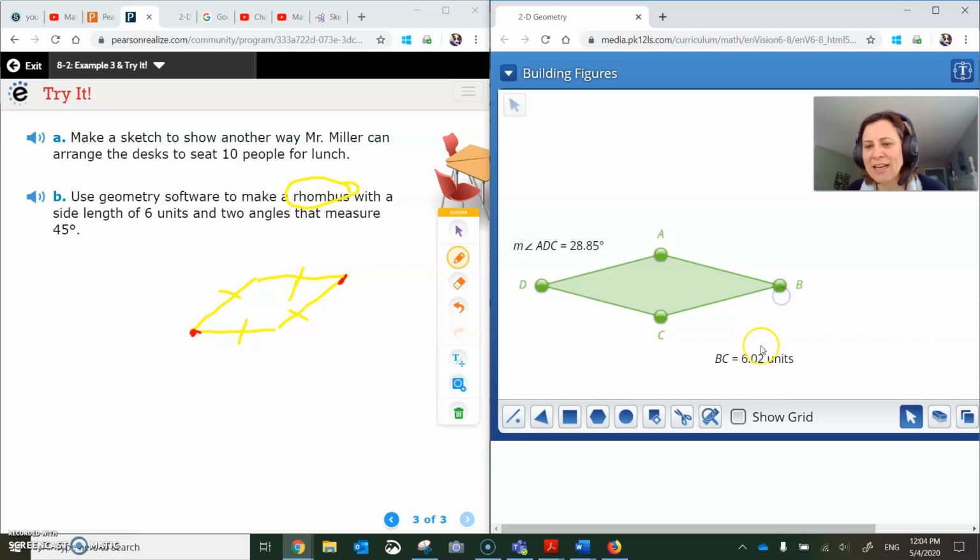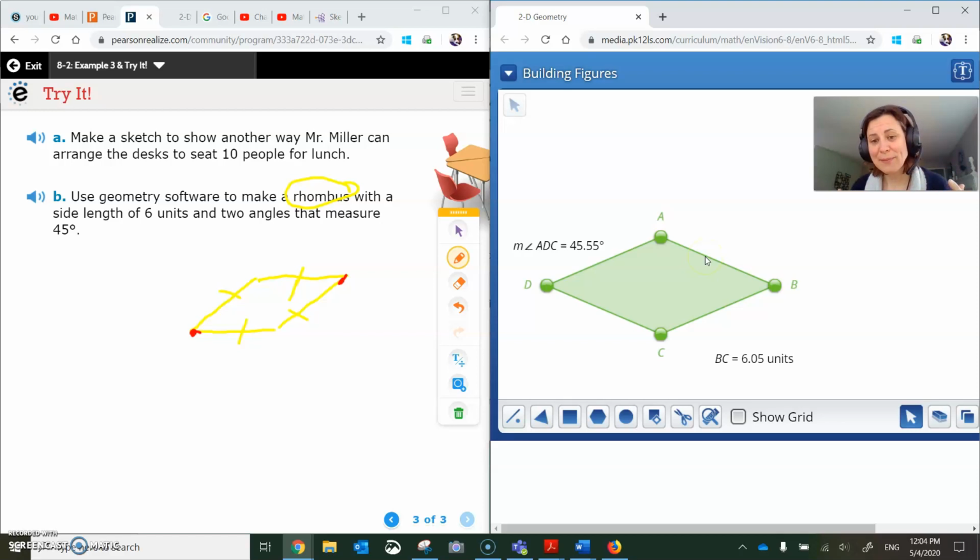So by dragging it here, I've made the side about 6 units. And then the angle is too small, so I'm going to grab C and pull it and make it bigger. So I'm going to try to get it to 45 degrees, which I did about. But now the side length is too small, so now I got to grab this and bring it in a little bit. But when I did that, it made this angle bigger. So I'm going to adjust the angle, and I'm going to keep going back and forth until I get as close as I possibly can to the angle being 45 degrees and the side length being 6 units.